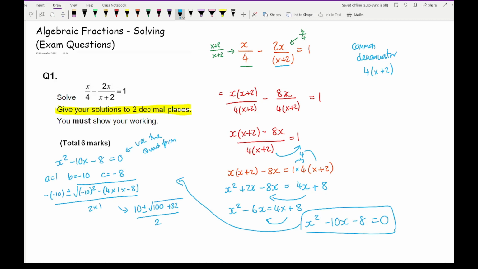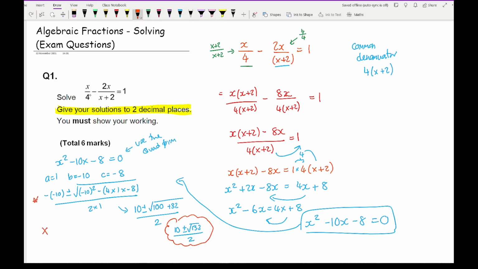Now from this I can then simplify this as being 10 plus or minus the square root of 132 all divided by 2. Now for this I need to give my solutions, and it's plural solutions, so I'm going to end up with 2. So this is now what I'm going to type into my calculator, and you can see how that's a lot easier to type in than all of this.